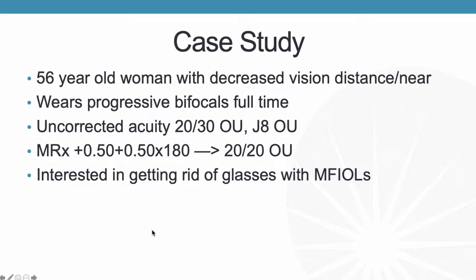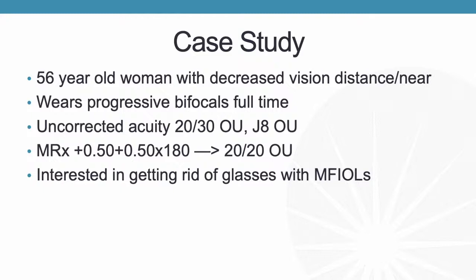So the second case, certainly something on the other end of the spectrum, but something we see. This is a 56-year-old woman with decreased vision at distance and near. A really nice lady, comes in wearing progressive bifocals full-time. Her uncorrected acuity is 20/30. Her near vision is terrible without correction. She's a little bit hyperopic. She easily corrects to 20/20. And she's interested in getting rid of her glasses.